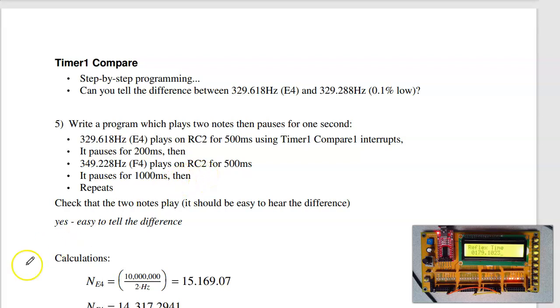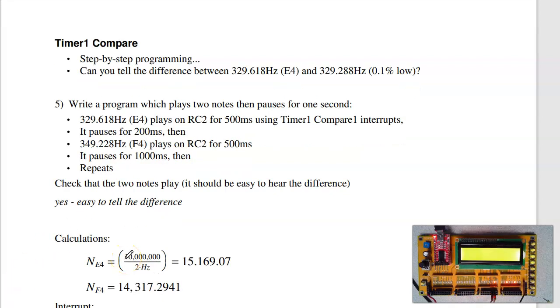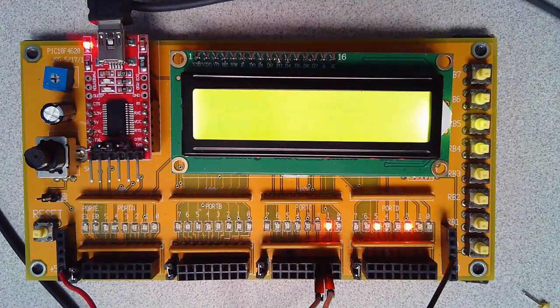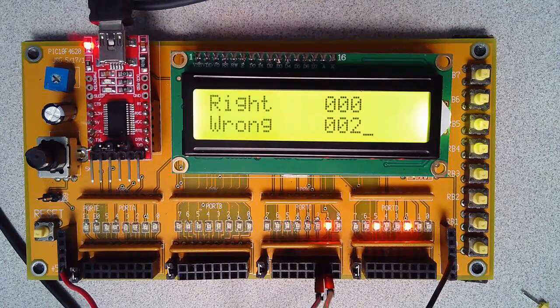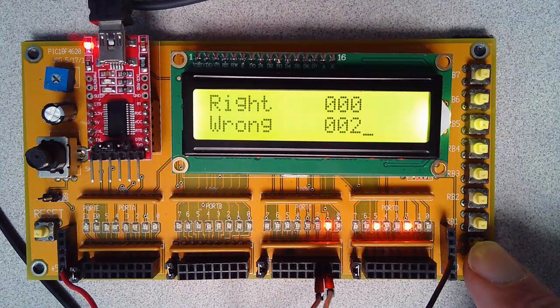Next problem. This is a different one. So for this problem, what we're going to wind up with eventually is a little game. What I want to do is determine whether I can tell the difference between 2 notes. So initially I'm going to have 2 notes, E4 and F4. When I hit the button, it's going to play the first note E4, then F4.